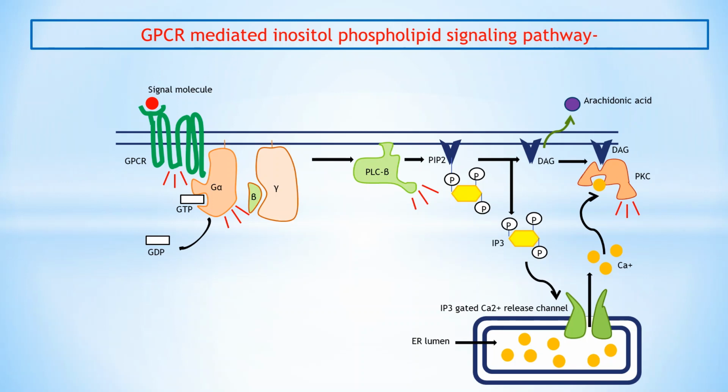So from this video we can understand the mechanism behind inositol phospholipid signaling pathway, how GPCR mediated activation of alpha subunit of GQ protein leads to the cleavage of PI45P2 into IP3 and DAG, how IP3 causes the release of calcium from the ER lumen, and how these calcium regulate the activation of PKC in the presence of DAG.